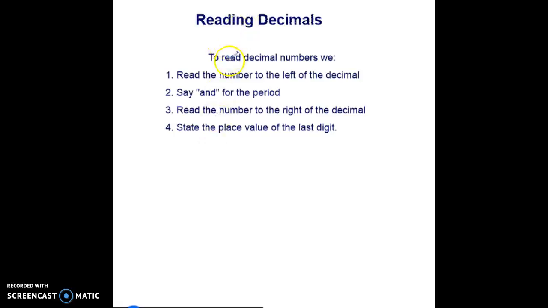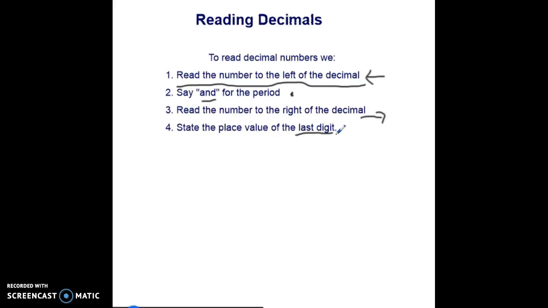Let's talk about reading decimals. To read a decimal, we need 1, to read the number to the left of the decimal place. 2, we say "and" for the period. Read the number to the right of the decimal point. So that's when we will go this way to the right. This way we start it to the left of the decimal point. And state the place value of the last digit. Remember, the last digit is going to let you know the actual word to use.